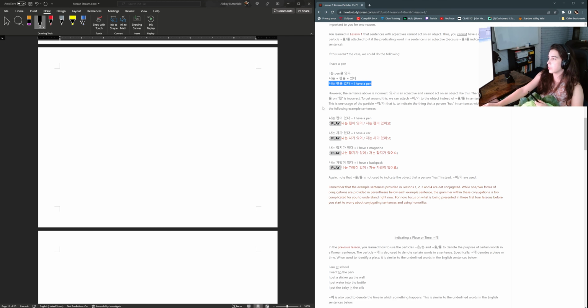So that's okay. That's where they're teaching us one usage of the particle i and ga, which is to indicate the thing that a person has in a sentence with ita. Like 나는 펜이 있다, which when you conjugate it would be 나는 펜이 있어, or 저는 펜이 있어요. You can listen to that. 나는 펜이 있어. 저는 펜이 있어요. So, I have a pen. This would be technically correct because we're not using the ul and reul particle, which is an object particle, which is why we have this i and ga particle.